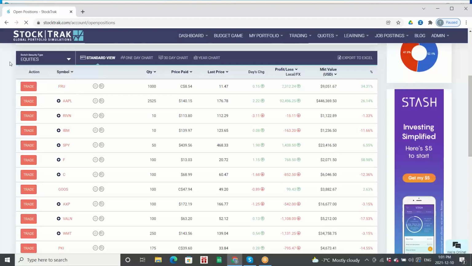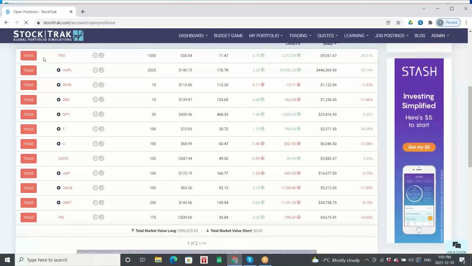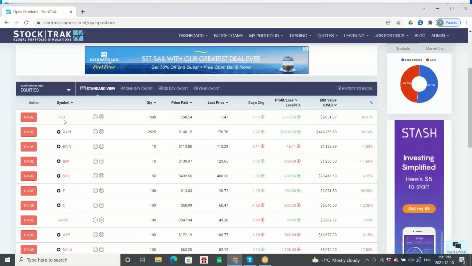So we're looking at equities. And then we're looking at all the securities that I'm holding here. If I wanted to look at a particular security or get information for a particular security, I could view its news. I could look at its chart. I brought here just FRU, which is Freehold Royalties. So I bought 1,000. I paid $8.54 for it. The last price is $11.47. So look at that, I've got a real nice profit over here.